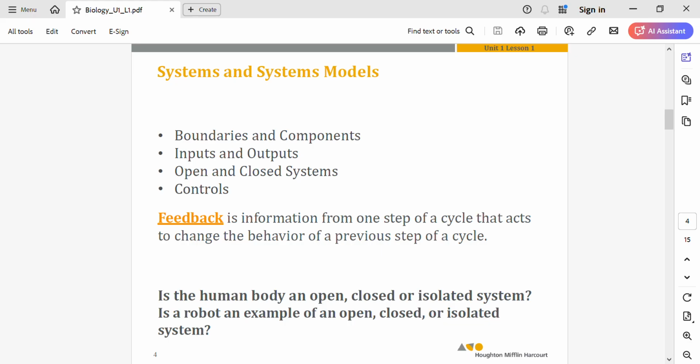A closed system can interact and exchange energy, but it does not exchange matter with the external environment. An isolated system does not exchange energy or matter with the external environment. If we think about humans or any other living organism, this is an open system.